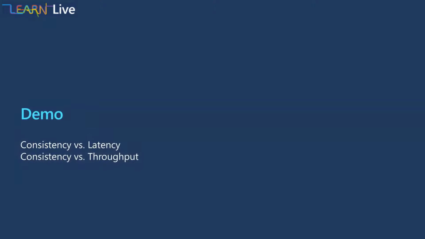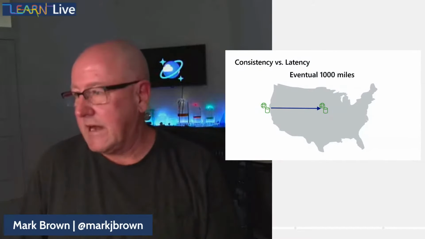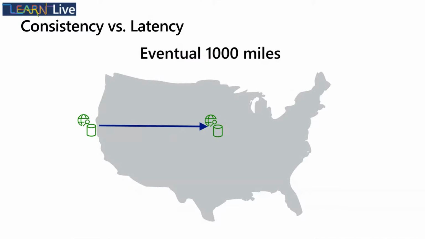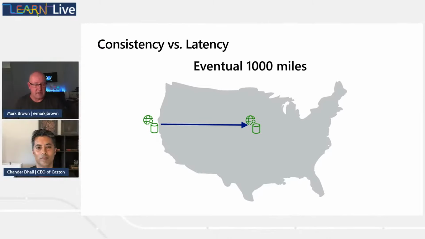All right. Here's my last test. I'm going to show this is a PACELC demo. Okay. And I'm going to show the trade-offs of latency versus consistency. I'll also show the consistency versus throughput. This is part of another demo where I showed that as well, but we kind of already showed that earlier. So how this is going to work is I've got an account set up using eventual consistency. My write region is in West US 2, and I have a read region, secondary replicated region in Central US. So about 1,000 miles.